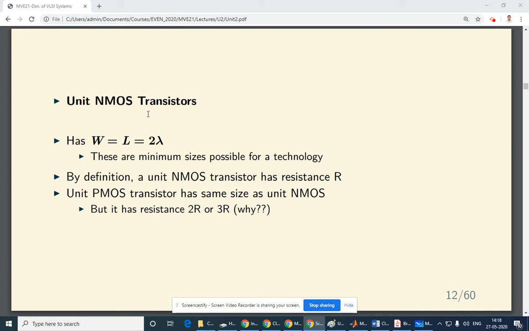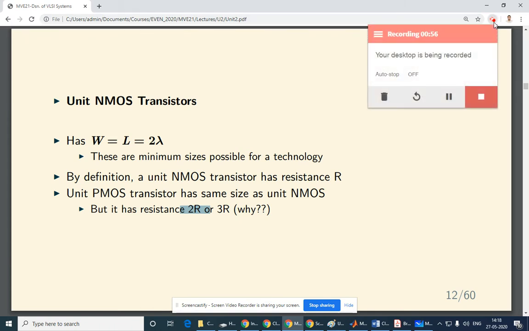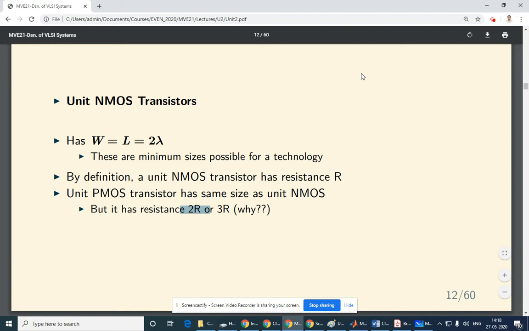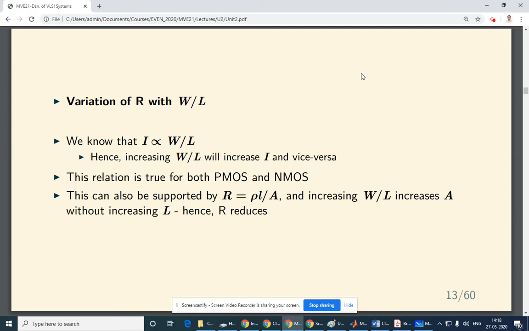And the same unit PMOS transistor will have a resistance 2R, and it will have a capacitance C, and this is because the charge carriers are different. The next part is related to the change of the resistance and capacitance with W by L. W by L 1 is resistance R for NMOS, 2R for PMOS.